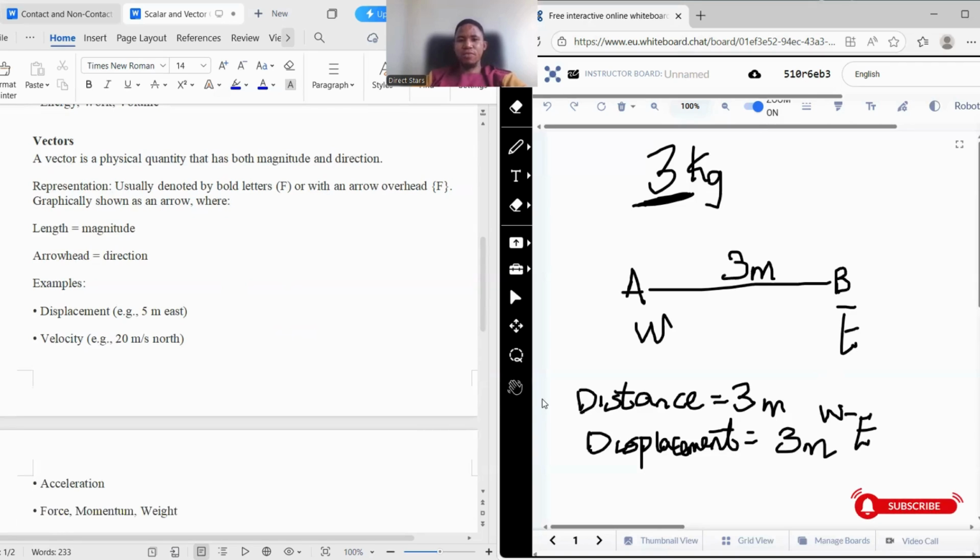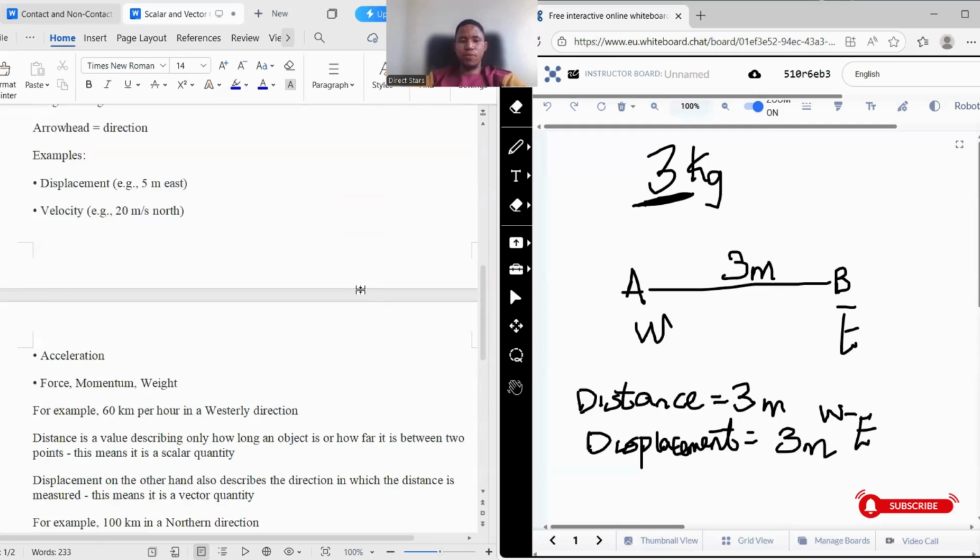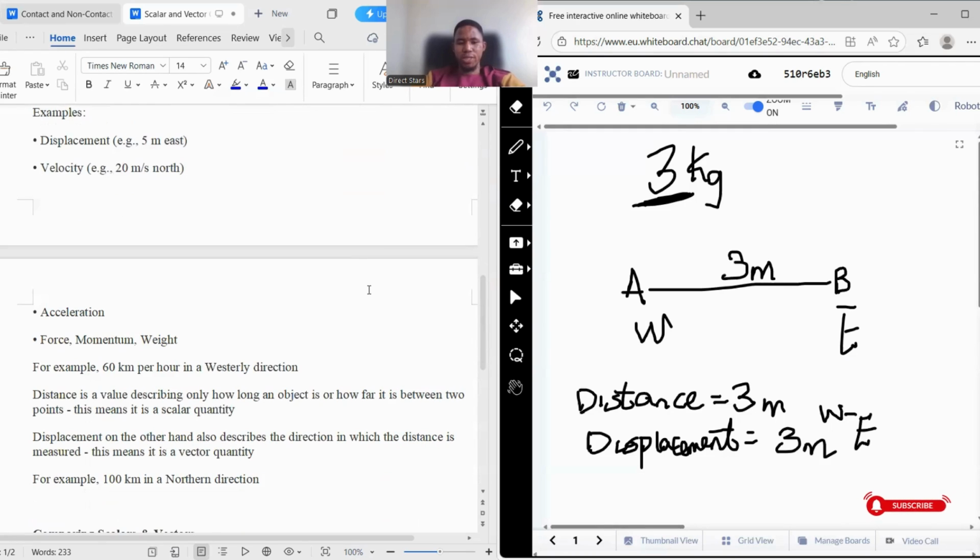We have velocity. Velocity also shows the direction itself. It shows direction: 20 meters per second to the north, 20 meters per second to the south. It shows the direction in a geographical area, though we use north, west, south, and east to show the geographical direction itself. We have acceleration, force, momentum, and weight.